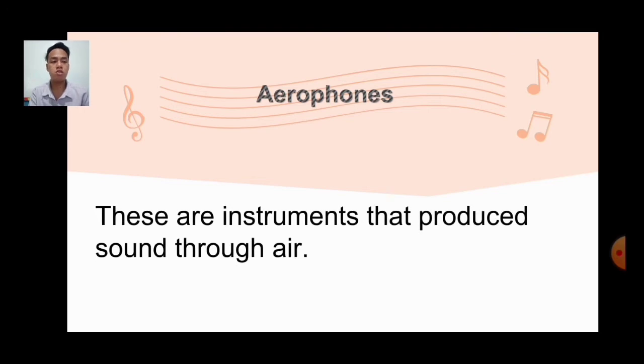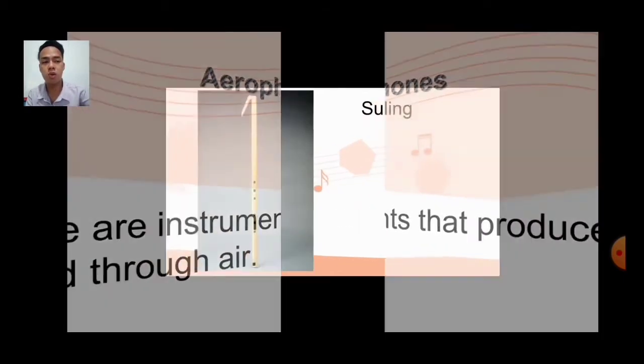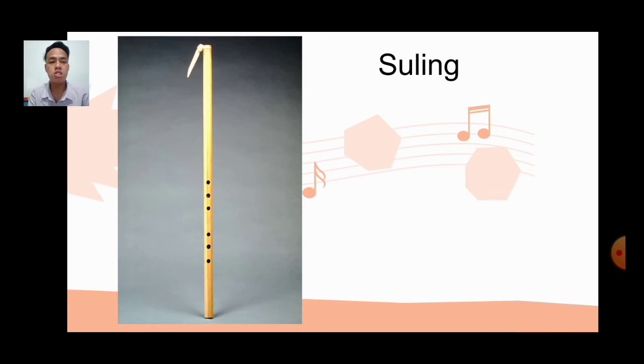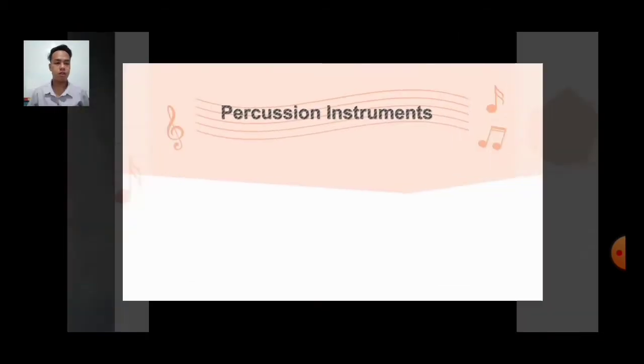Aerophones are instruments that produce sounds through air. Okay, so from the word itself, aerophones, air. The first example is what we call the suling. When we say suling, it is an end-blown bamboo flute, and it is similar to the suling of Maguindanao.